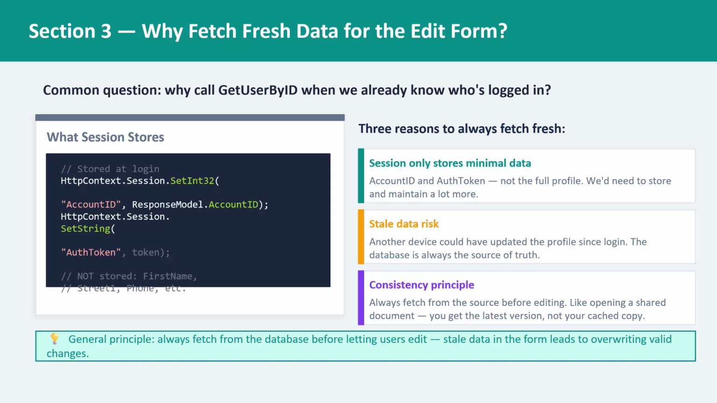So the database is really always our source of truth. And then we want consistency. Before editing anything, we should always fetch the latest version. Sometimes we use an analogy of a shared document, like in a folder: you don't edit your cached version from last week. You open the file and you get the latest and you edit from there. So this is really the same principle that we're working with here.